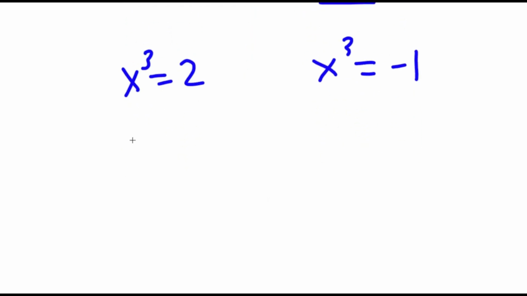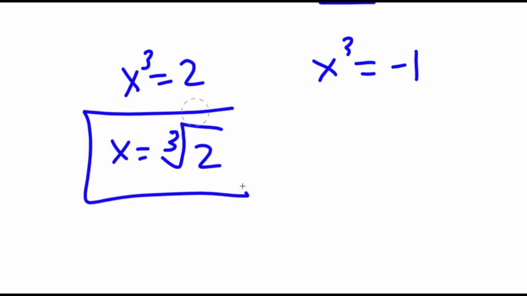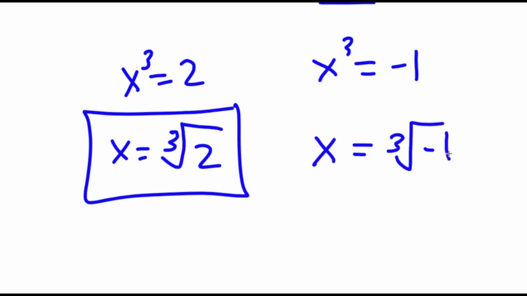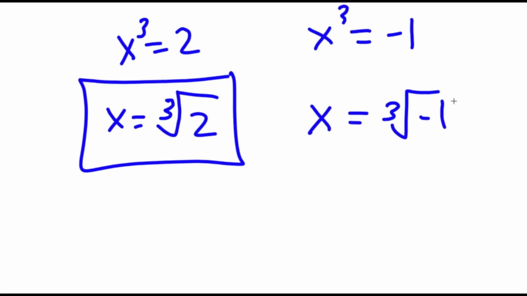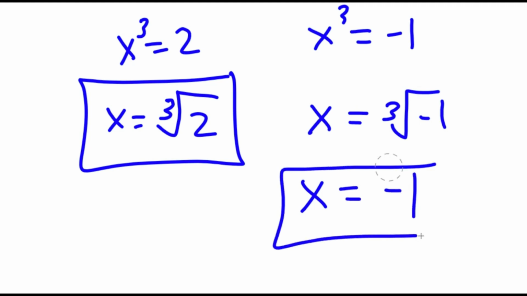So for x to the power of 3 equals 2, I can simply take the cube root on both sides. So now I have x is equal to the cube root of 2. And for x to the power of 3 equals negative 1, again, I'm going to take the cube root on both sides, so I get x is equal to the cube root of negative 1, and the cube root of negative 1 is simply negative 1. So I have x is equal to negative 1. So these are my two solutions to this problem.